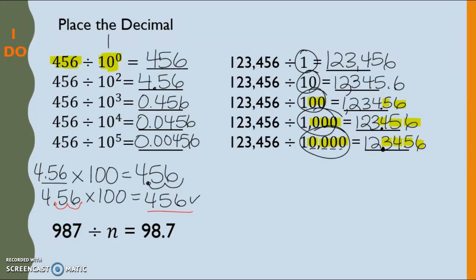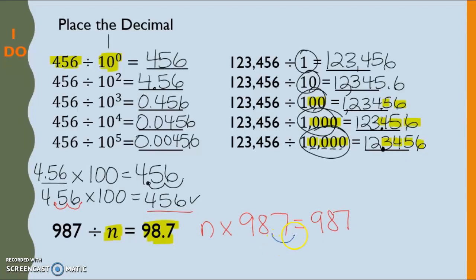987 divided by n equals 98.7. What can I ask myself? If I wanted to, I could set this up as a multiplication problem to make it easier for me to see. So n, which is our unknown number, times 98.7, or 98 and 7/10, equals 987. Now I can say to myself, how many times did I move the decimal point to get the product?